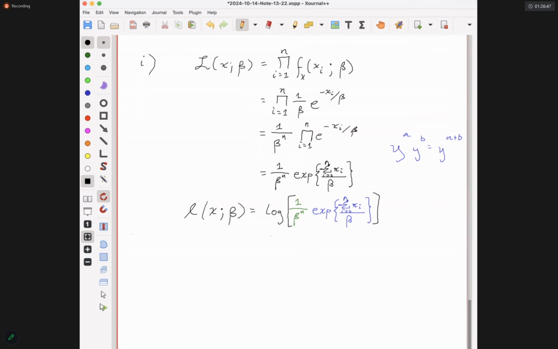So this is log of 1 over beta to the n plus, and we take the log of the exponential, and the exponential just disappears. So this is just going to be minus the sum of xi over beta. And now what can I do about this first term to simplify it more?